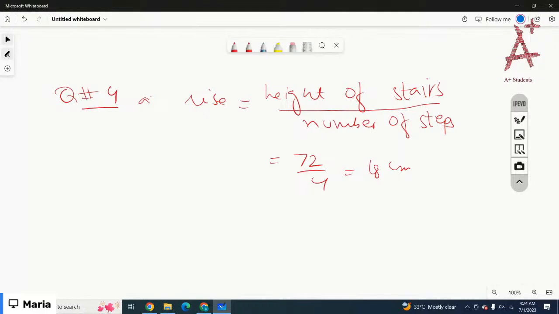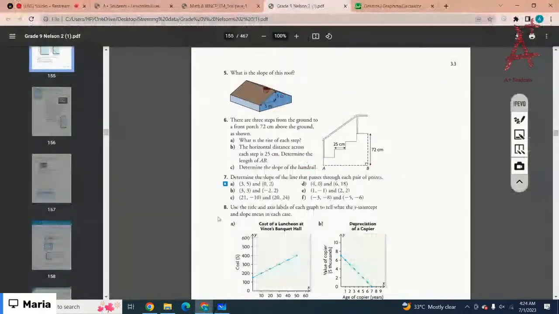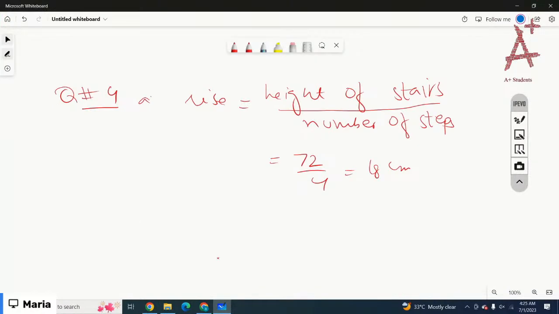The next one is the B part. The horizontal distance across each step is 25. What is the length AB? If one step has a distance of 25, and there are 4, 25, 25, 25 and 25. Got it? That means it is 25 times 4. That means the total distance is 100 centimeters.